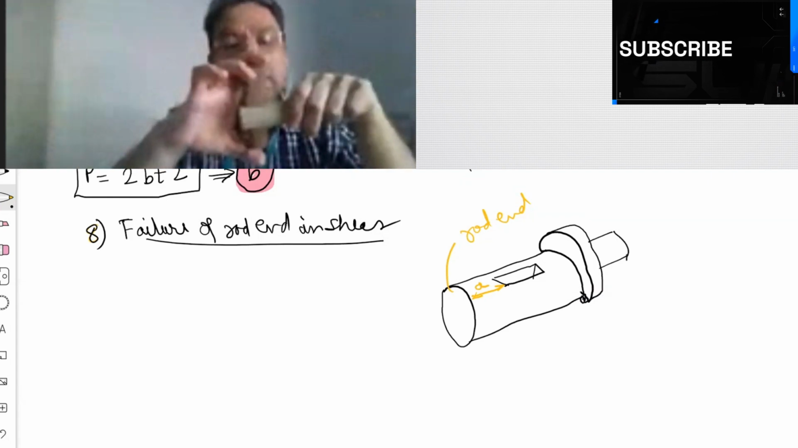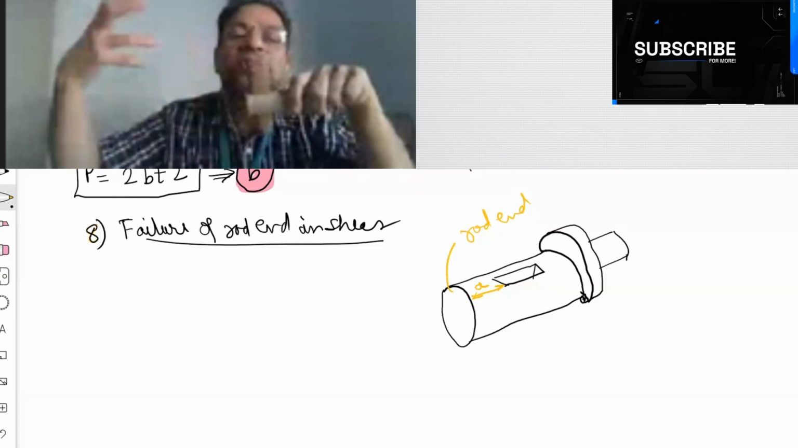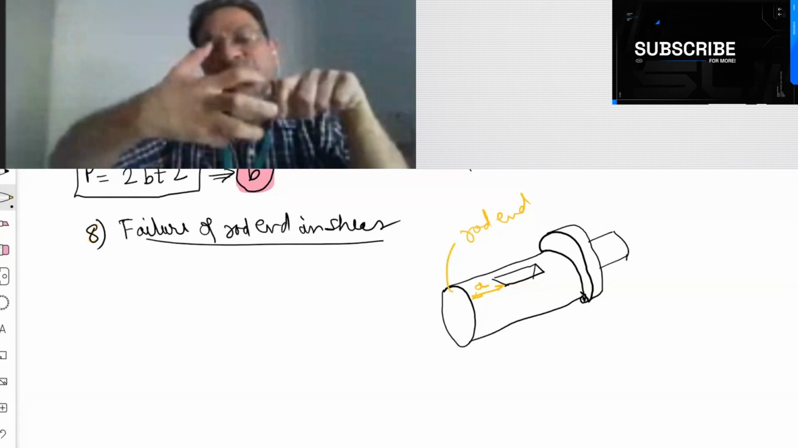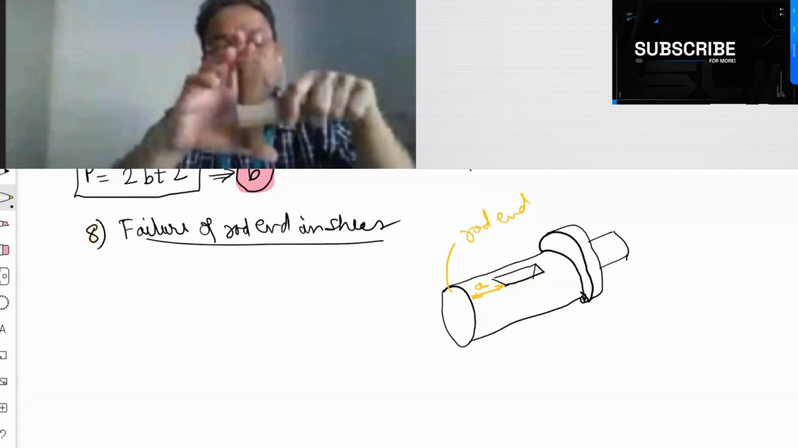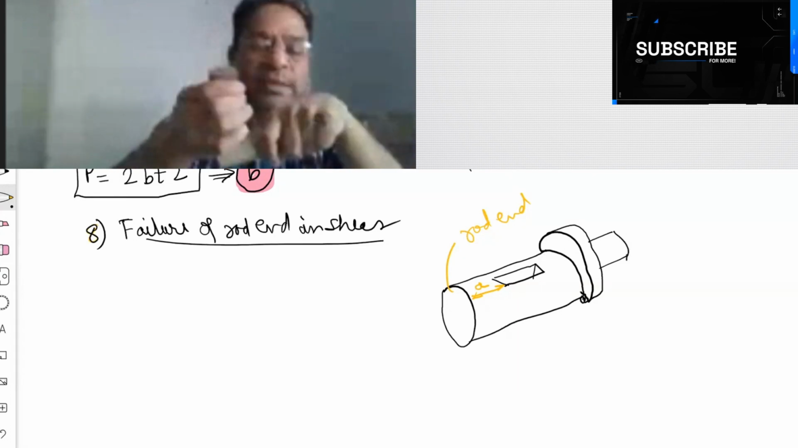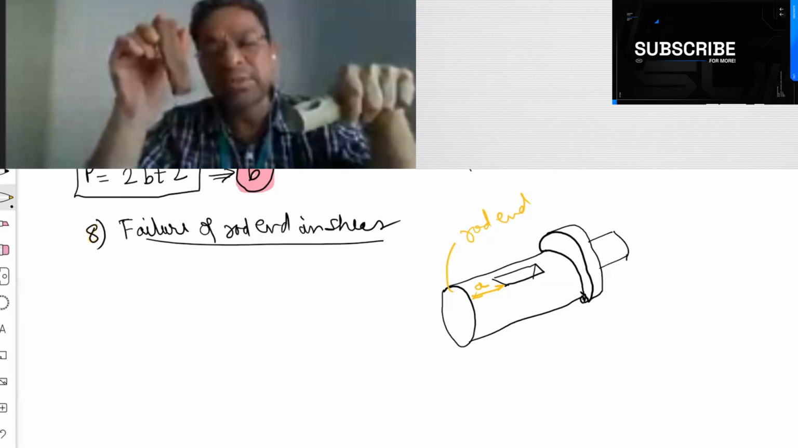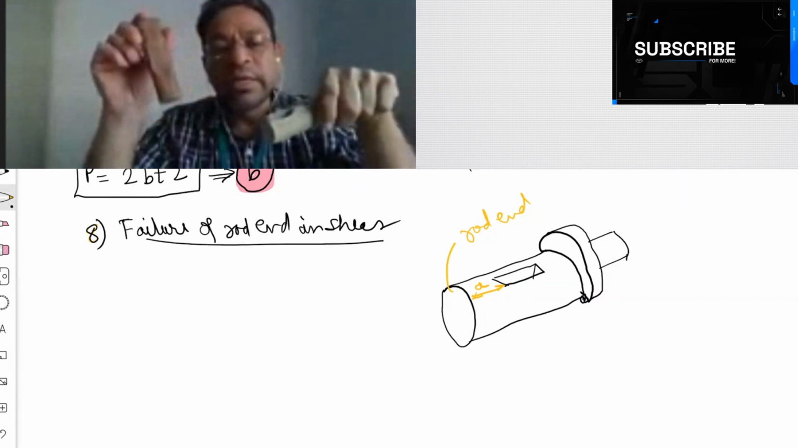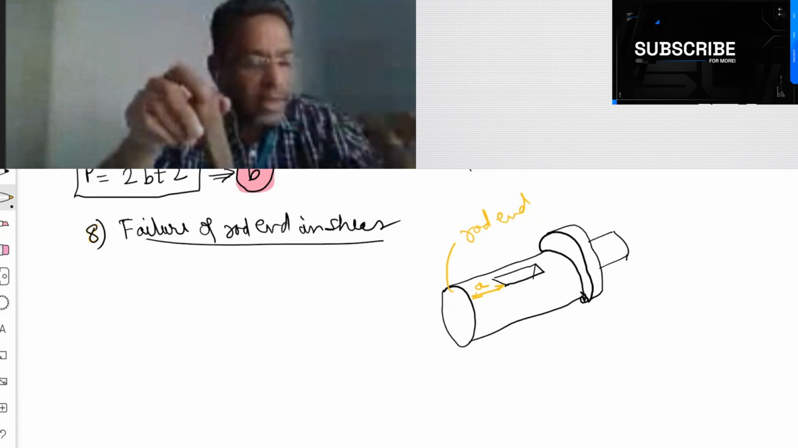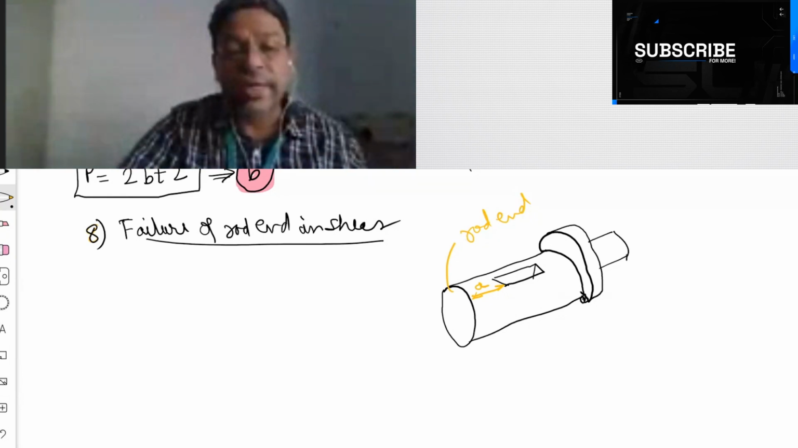And why does the Cotter want to come out? Because it is pulled by the socket at the other end. The socket is pulling it from the other end, so what should it do? It should break this and come out. So that is what this Cotter is trying to do. When it does this, it fails the rod end in shear.